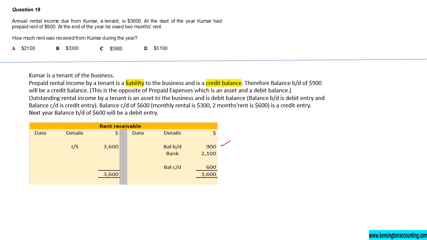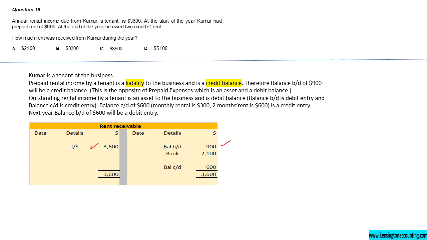The second entry is annual rental of 3,600. Therefore, the amount which will be transferred from the rental income account or rent receivable account to the income statement at the end of the year will be the rental income for the year. Therefore, the transfer from the rent receivable will be debit, and credit to the income statement is 3,600. So this is the second entry.